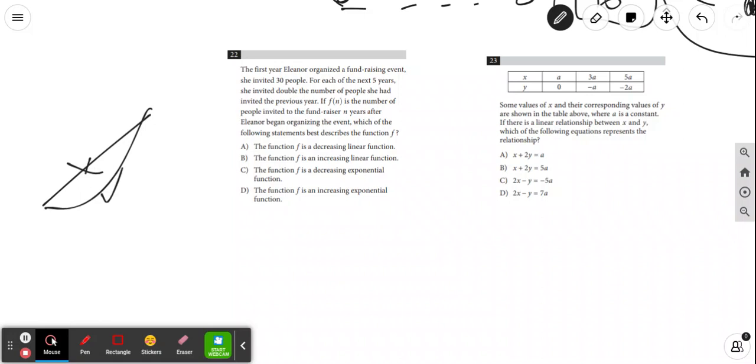If f of n is the number of people invited to the fundraiser n years after Eleanor began organizing the event, which of the following statements best describes the function f? It's definitely increasing, so take out A and take out C. Is it linear or exponential? It's definitely exponential because it doubles every year. It doesn't go up by a constant amount. So it's D. That one's easy.